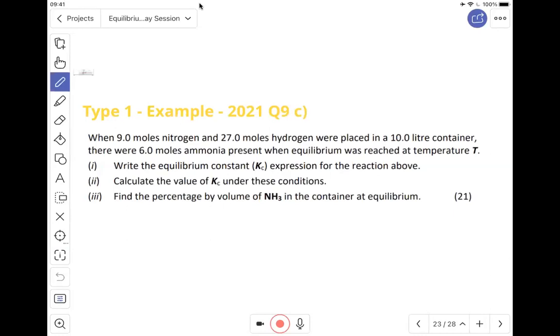Now, one thing that I didn't write in here in this question, I didn't screenshot it when I was putting it in, was the actual equation. So this is the equilibrium equation that's in question here. You can see that it is the equation for the Haber process because it is with the production of ammonia. So the first thing we would need to do is to write the equilibrium constant. Then we would calculate that equilibrium constant, and then a little add-on question at the end to find the percentage by volume of ammonia in the container at equilibrium. So let's try this question.